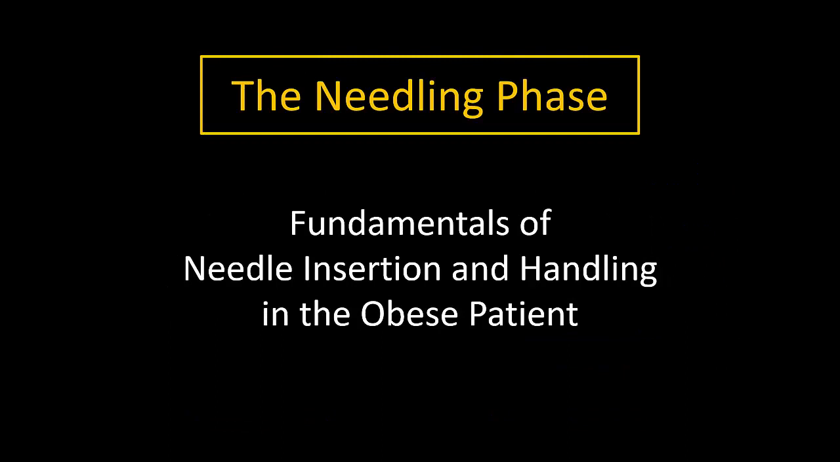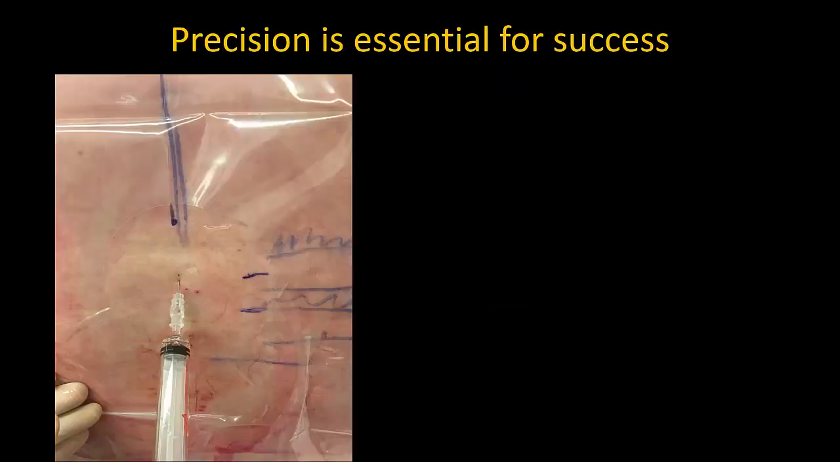Now that we've discussed how to scan for and mark the location of the vertebral landmarks in an obese patient, we move on to the needling phase. Precision with needling is important, as being off by a few millimeters can make all the difference between success and failure. In this obese gentleman with a BMI of 65, we scanned and marked his midline and his spinous processes.